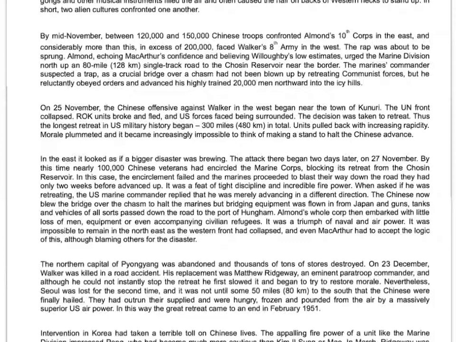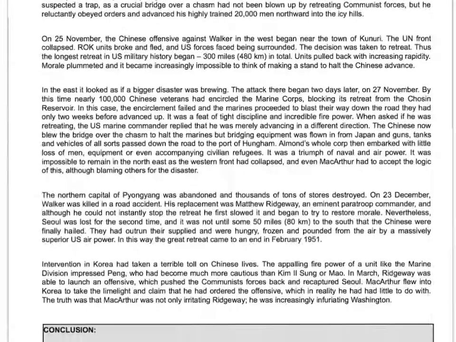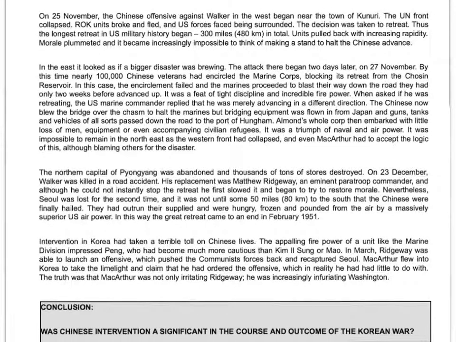The Marines' commander suspected a trap, as a crucial bridge over a chasm had not been blown up by retreating communist forces, but he reluctantly obeyed orders and advanced his highly trained 20,000 men northward into the icy hills. On the 25th of November, the Chinese offensive against Walker in the west began near the town of Kunuri. The UN front collapsed. South Korean units broke and fled, and the US forces faced being totally surrounded. The decision was taken to retreat.